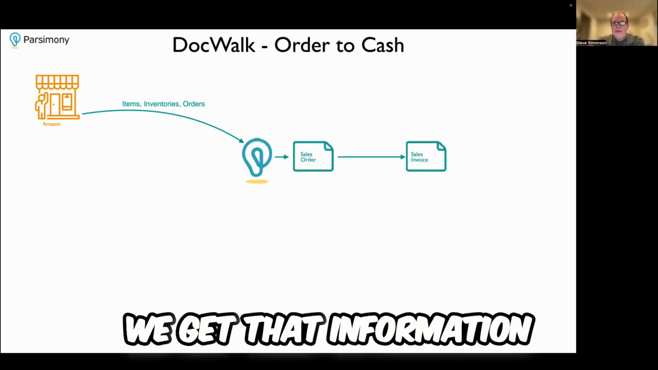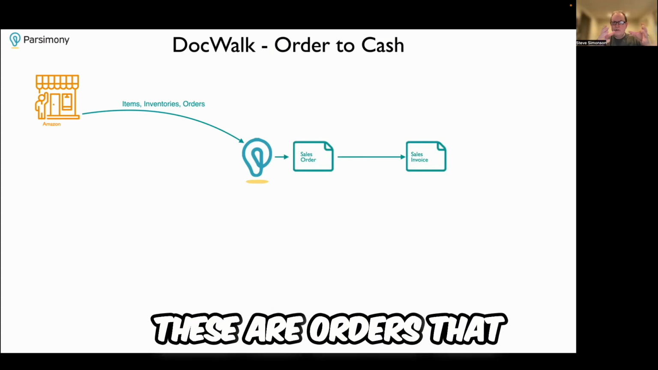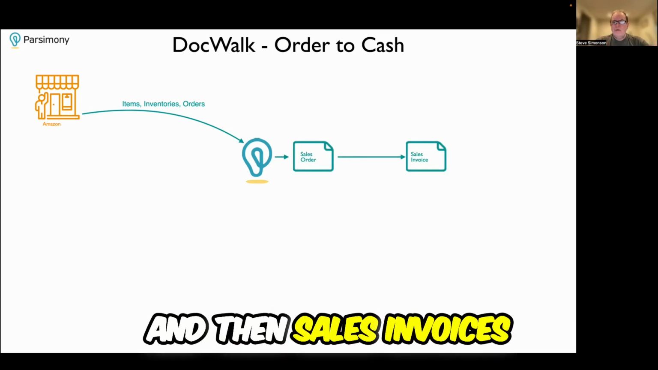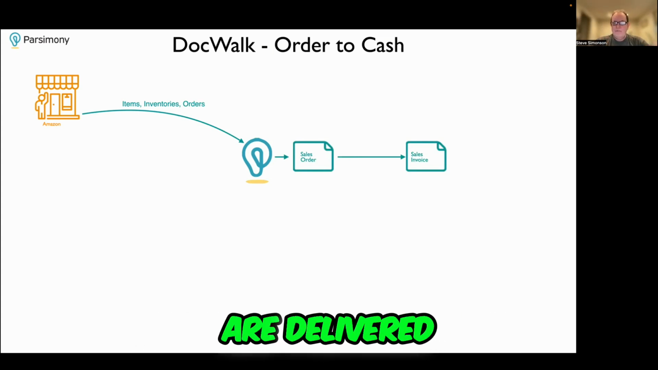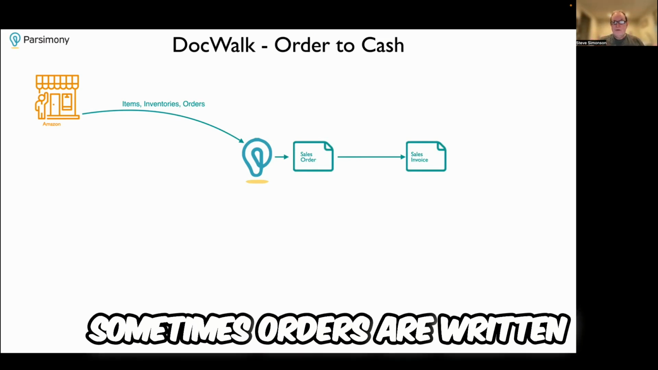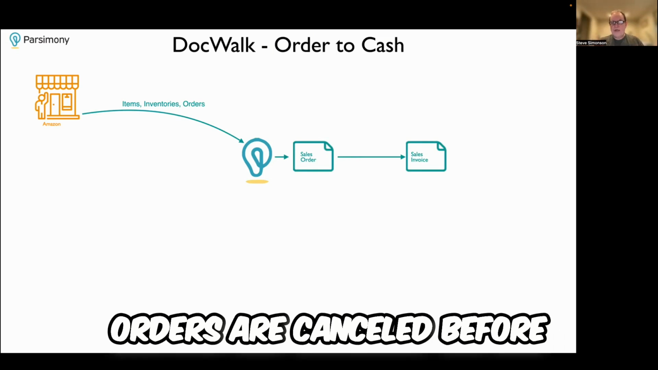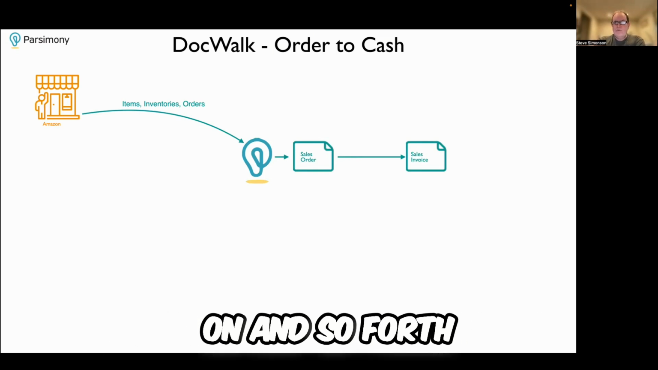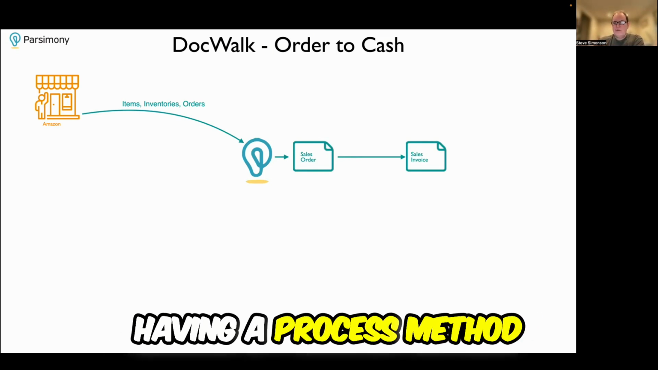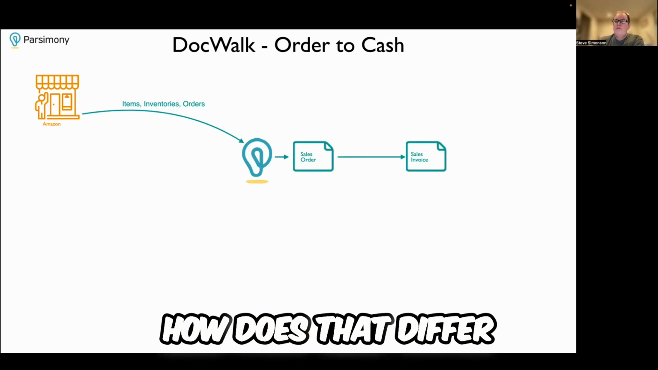So at the point we get that information from Amazon, we break that into sales orders. These are orders that are written, and then sales invoices. These are orders that are delivered. And there's a difference there, right? As you guys may know, sometimes orders are written in Amazon, but don't actually end up getting delivered. Orders are canceled before they ship and so on and so forth.